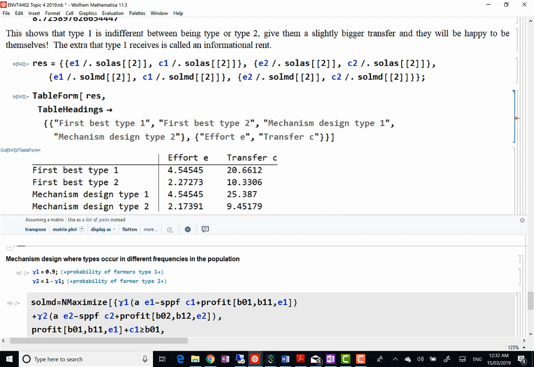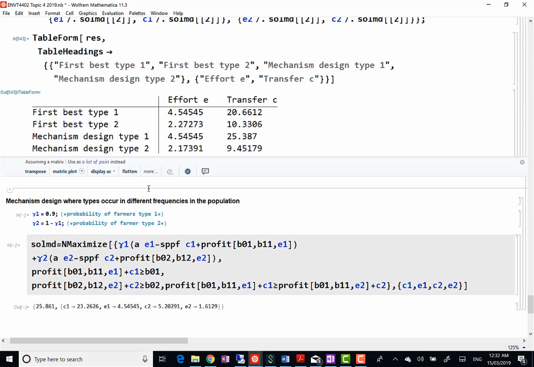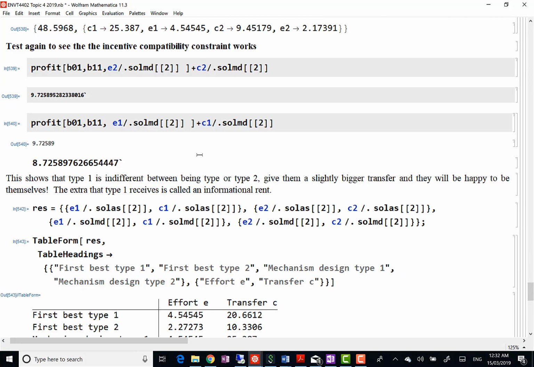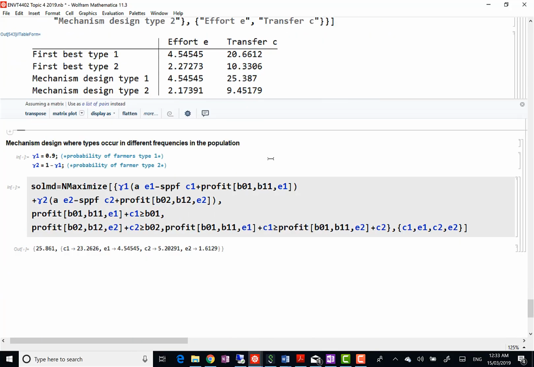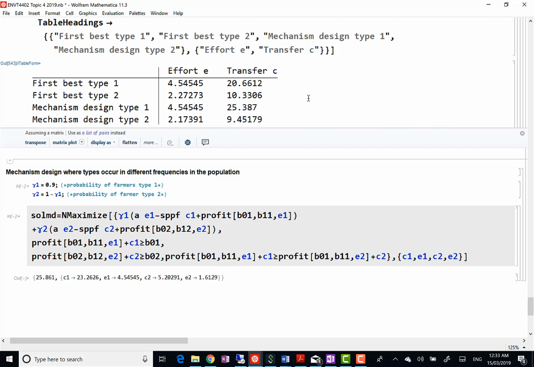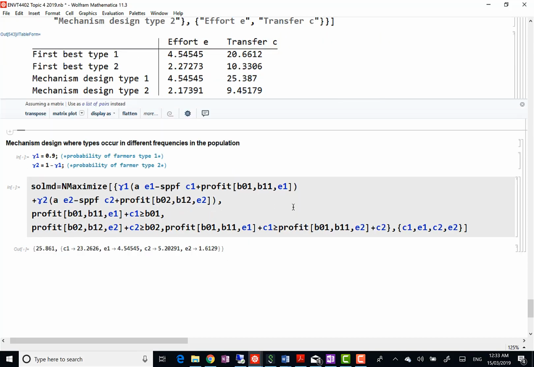the way you get over the adverse selection is you just give type 2 a weaker contract which requires less effort, and you give type 1 an increased transfer, and that means that type 1 will then choose the right contract. And the mathematical programming problem ensures that this is done in a way that's optimal. So the asymmetric information problem and the informational rent is dealt with in a way that's efficient.